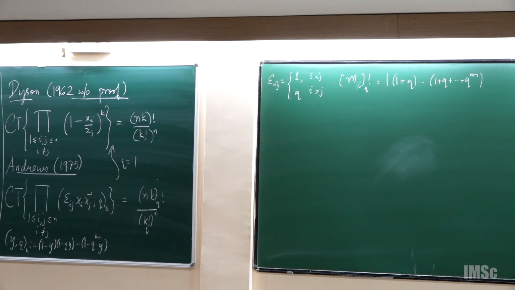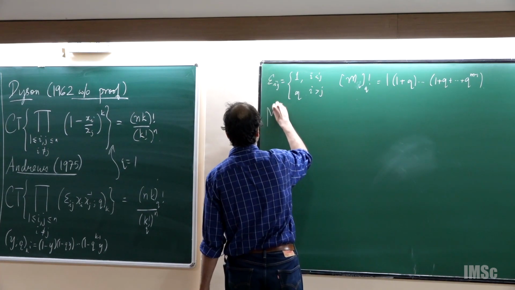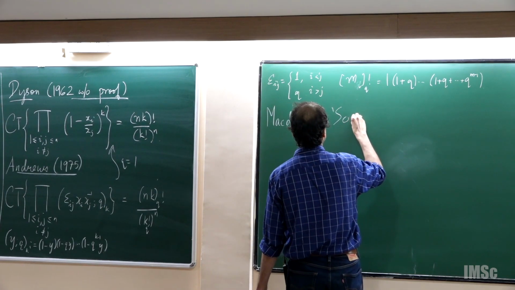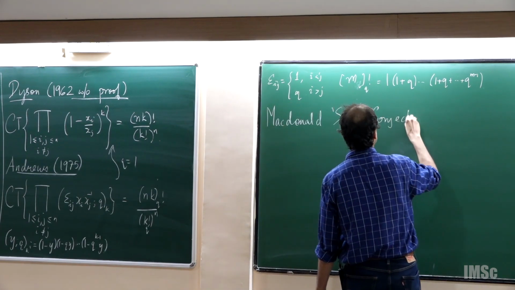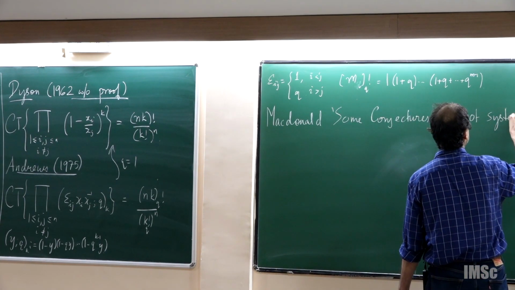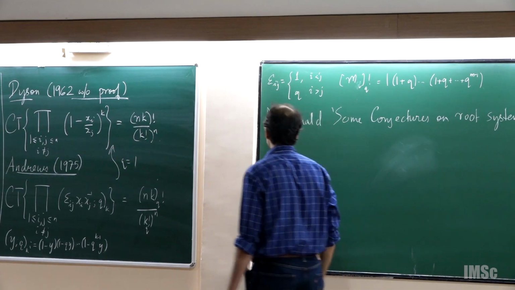Okay. So then around 1982, Macdonald wrote this very famous paper titled Some Conjectures on Root Systems, where he stated very far-reaching generalizations of Andrews' result, as a conjecture. So, Some Conjectures on Root Systems. So I think 1982 in the SIAM Journal of Mathematical Analysis or something like this.